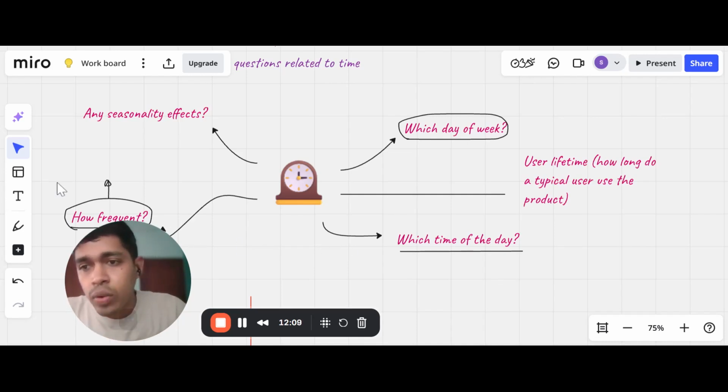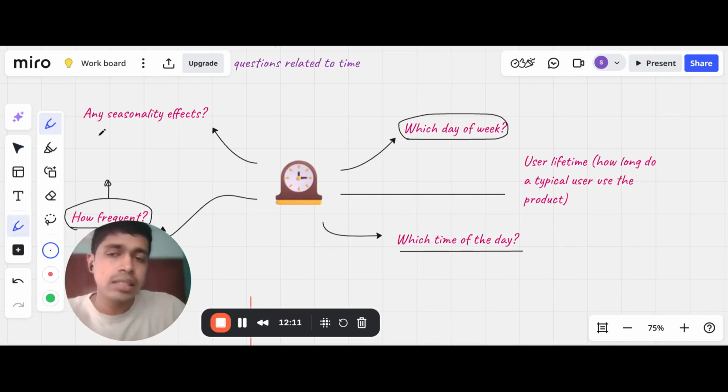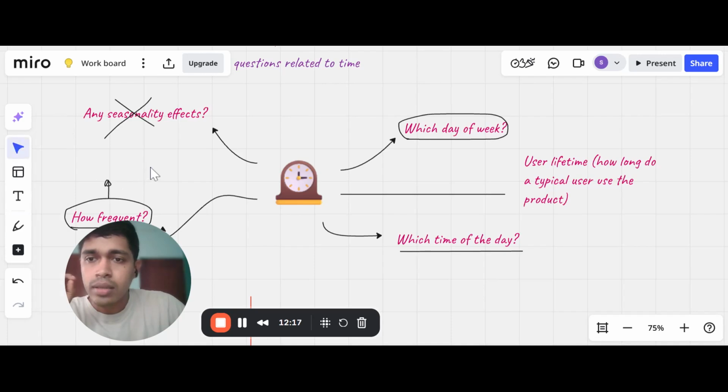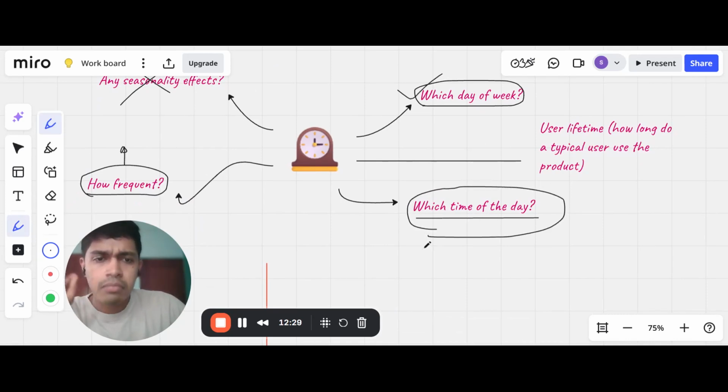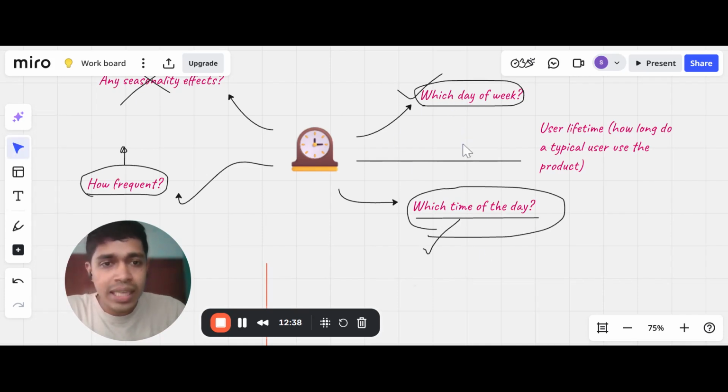Once you eliminate that, okay, there is no seasonality effect. Let's say the interviewer is saying there is no seasonality effect. That means you don't even have to think about that. And if the interviewer is saying this is only happening on Mondays and only during 5 p.m. to 7 p.m., you have the right direction now. You can focus on these two aspects, right? Why is it happening on Monday, right?